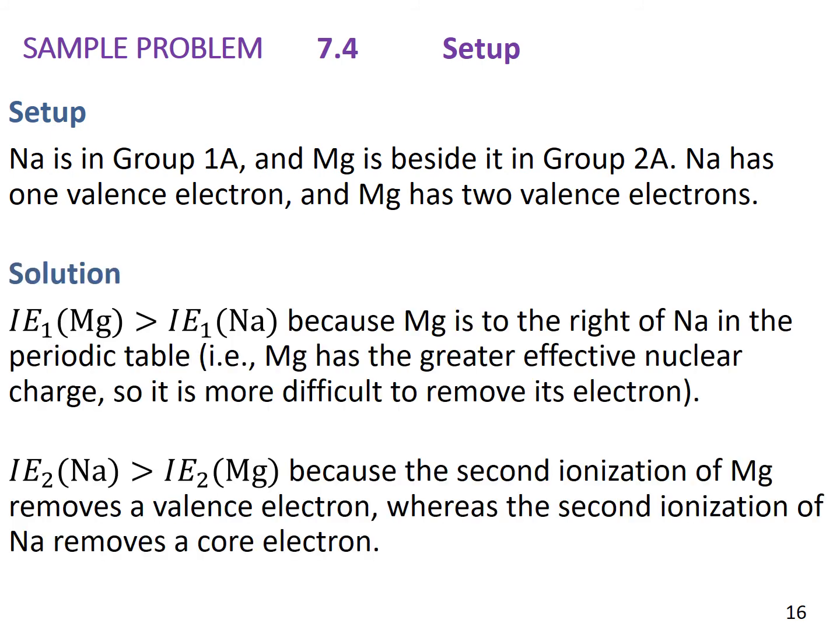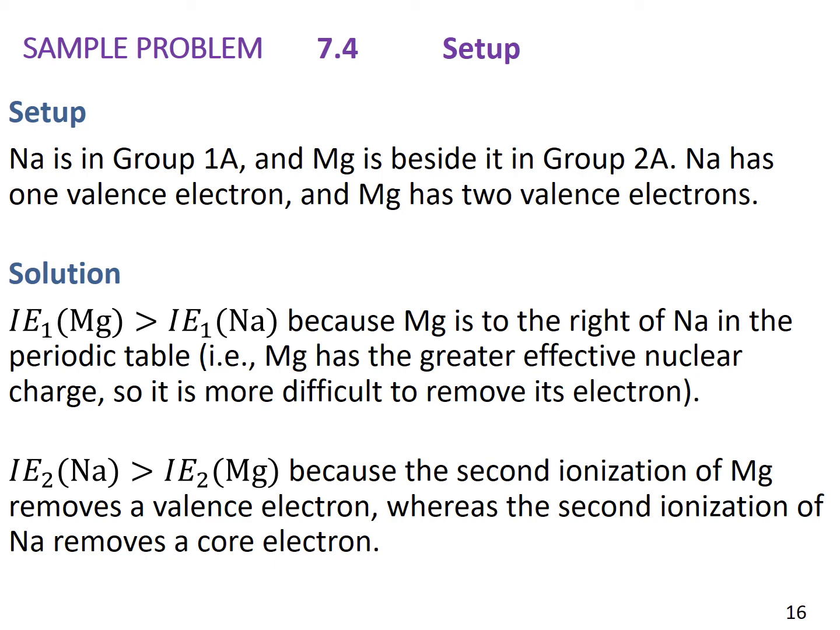So because of this, you'd expect the first ionization energy for magnesium to be larger than the first ionization energy for sodium. Magnesium's to the right of sodium on the periodic table, so it has a slightly higher effective nuclear charge, so it is more difficult to remove that first electron. However, this trend flips for ionization energy 2.